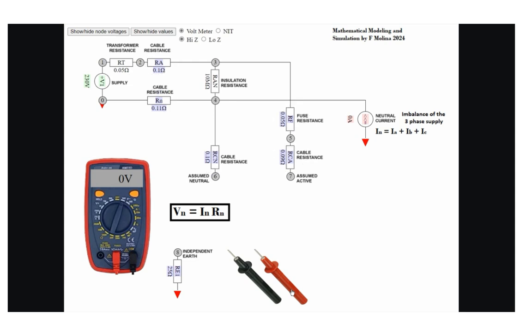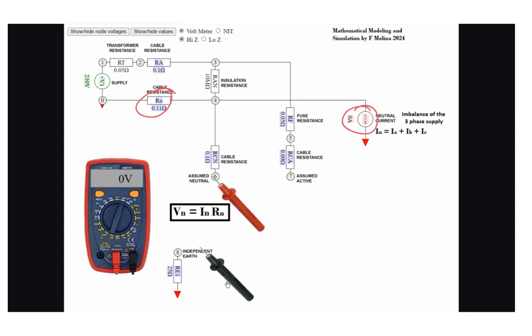The neutral voltage depends on both neutral current and neutral resistance. Ideally, the neutral voltage should be close to 0, which is true if everything is balanced. Neutral current results from the imbalance of the three-phase supply currents, IA, IB, and IC. Neutral resistance is the cable resistance in the network neutral cable from the transformer to the service point. The sum of IA plus IB plus IC is the neutral or imbalance current of the three-phase supply.